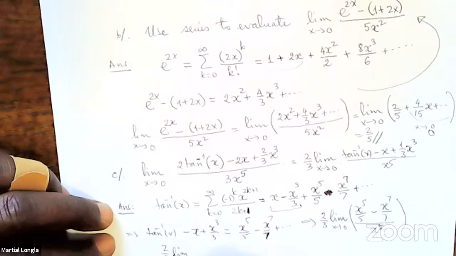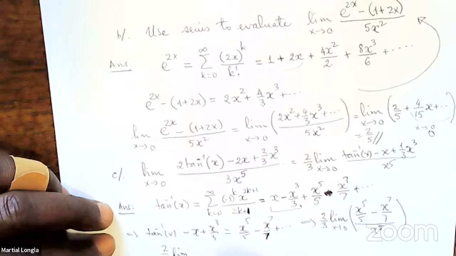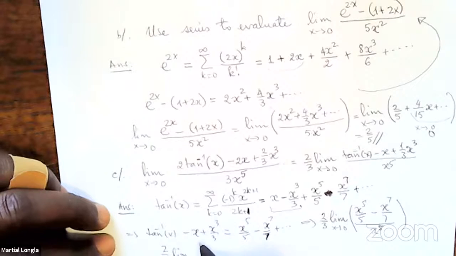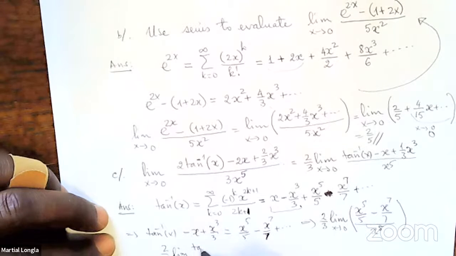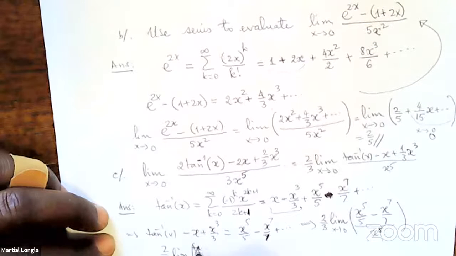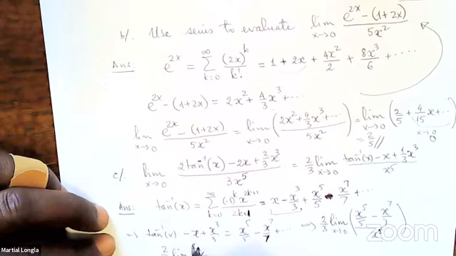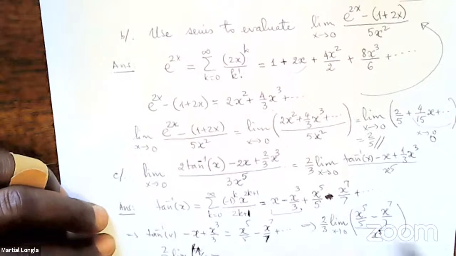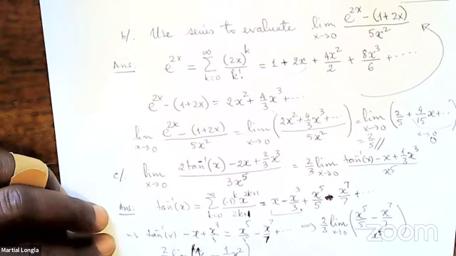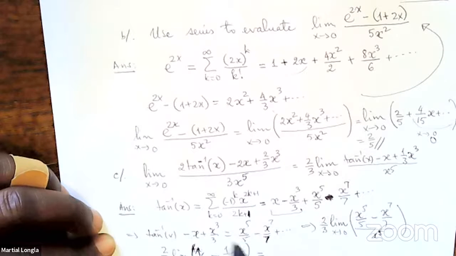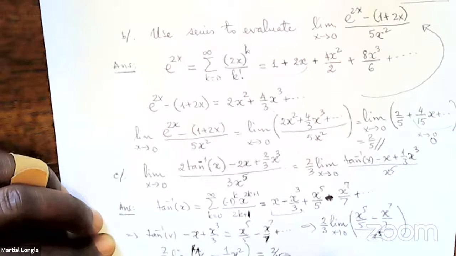limit as x goes to 0. Then that's going to be x to the 5th. When you divide, you get 1/5 minus, here you get 1/7 x squared. And then when you plug in x equals 0, you get 0, 1/5. So the limit is 2/15.